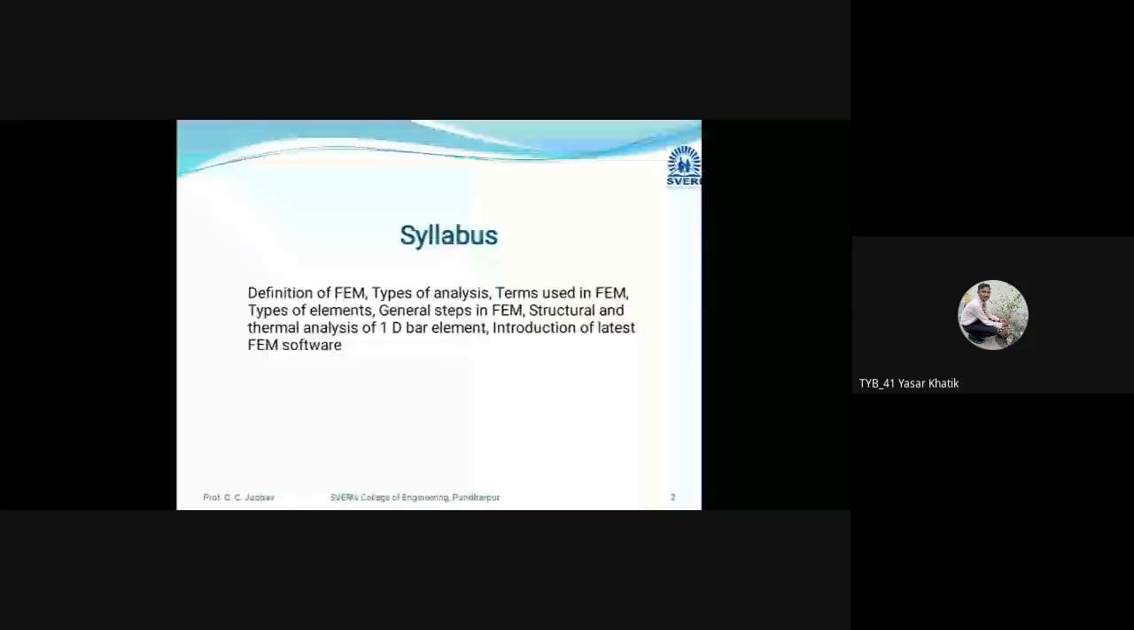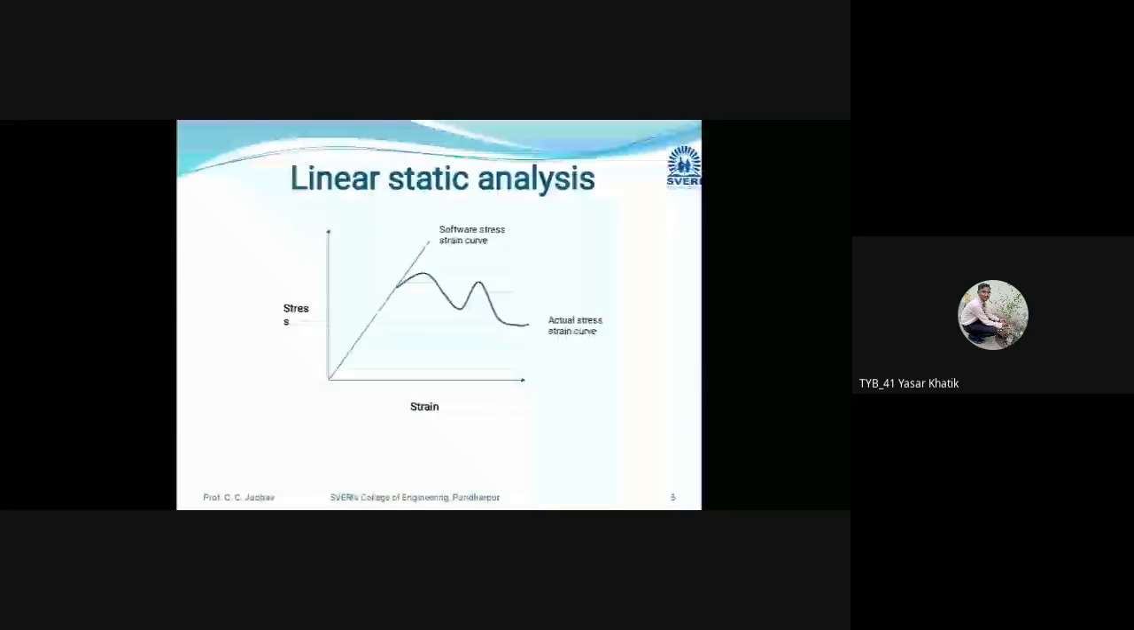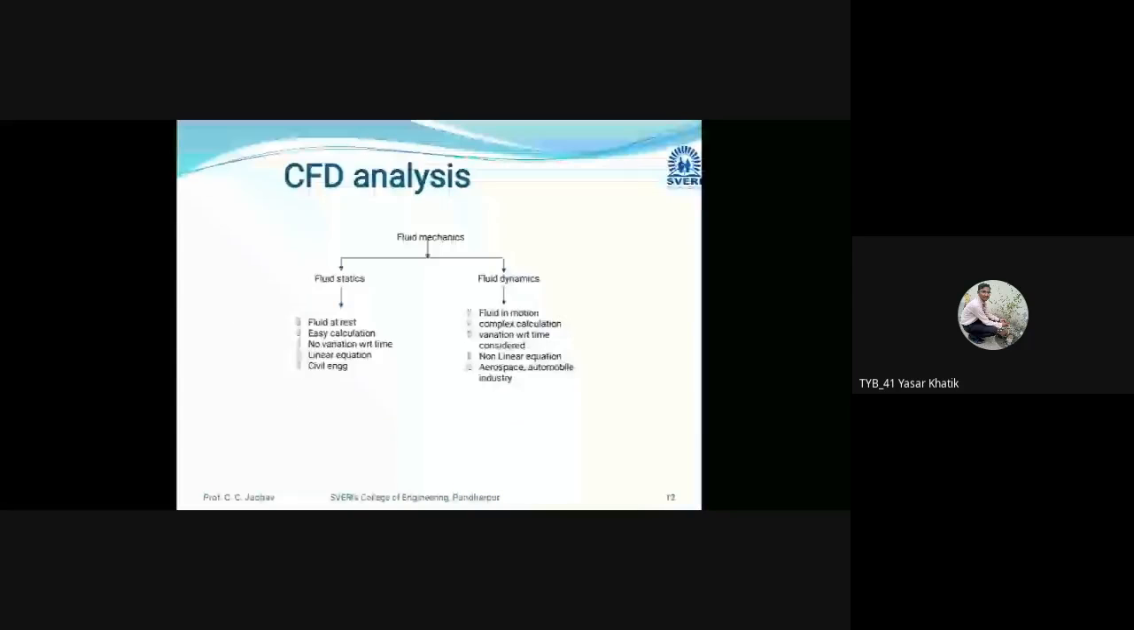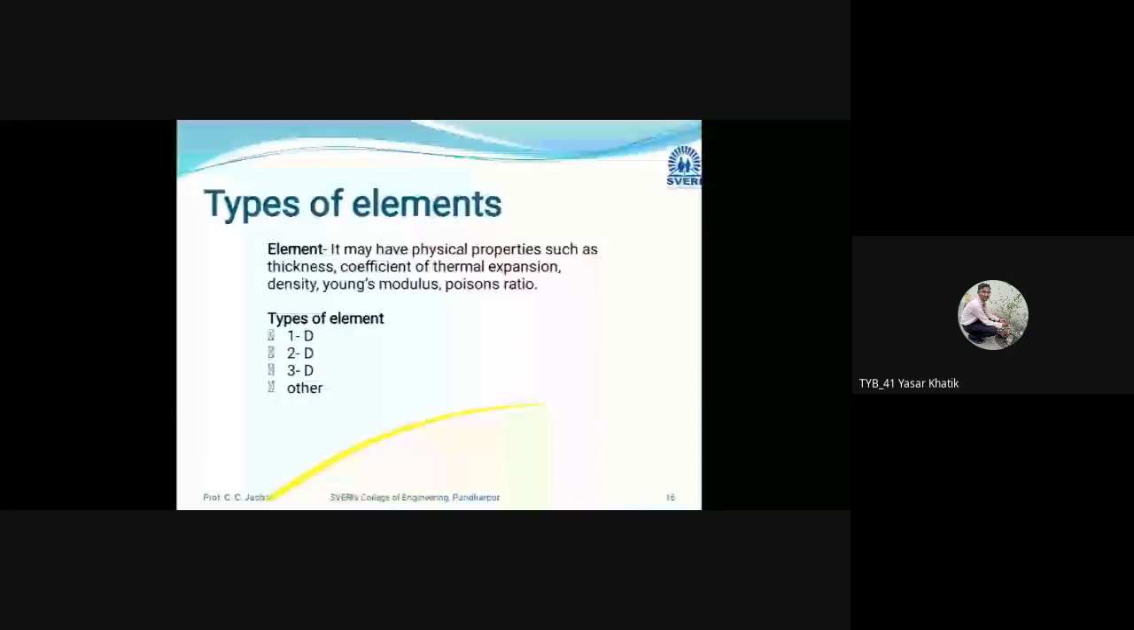For types of analysis, we have seen about 10 types of analysis. Then we have seen the types of elements, one-dimensional, two-dimensional. Before that, we have seen the important terms: domain, degrees of freedom, nodes, elements, mesh, boundary condition, pre-processing, processing, and post-processing. Then the types of elements: one-dimensional, two-dimensional, three-dimensional.